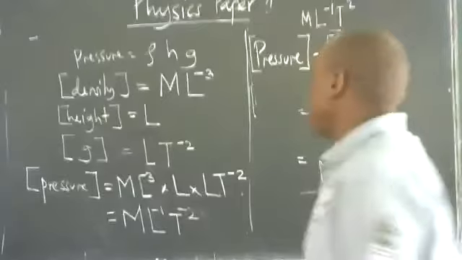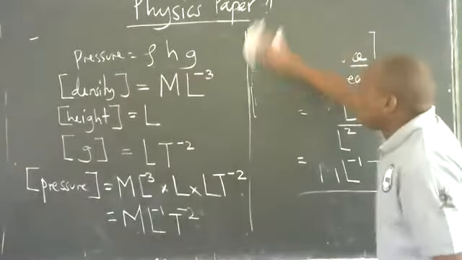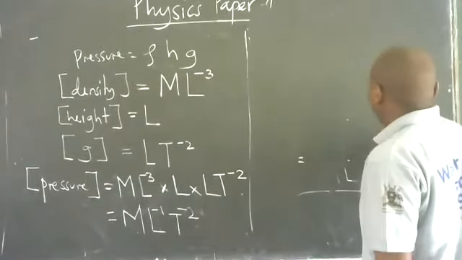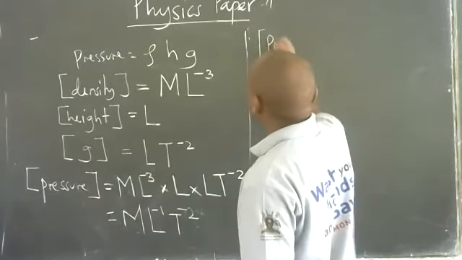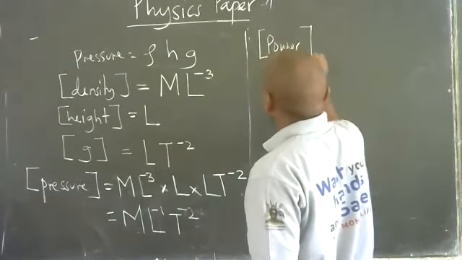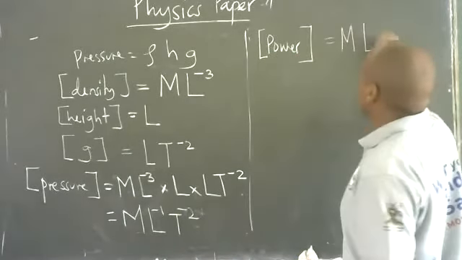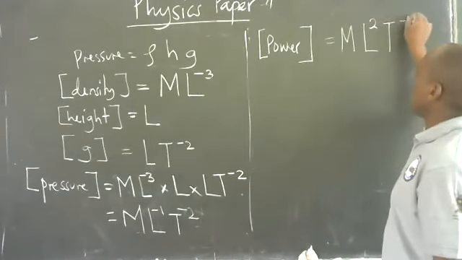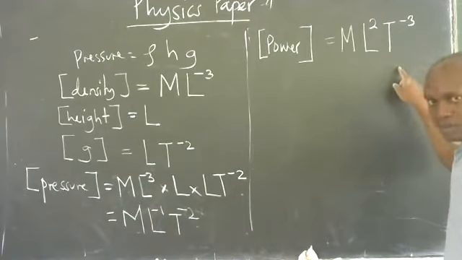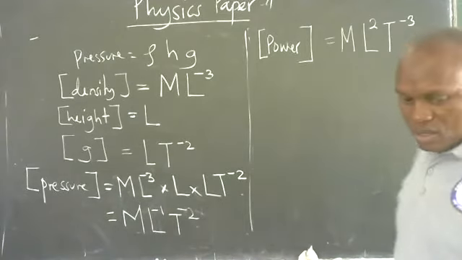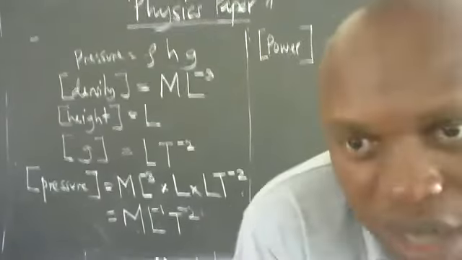Who has got one for power? What is your answer for power? M L to the power 2 T to the power negative 3. This is what you have got. Should I assume it is the correct one for everybody? Do you all have the same?